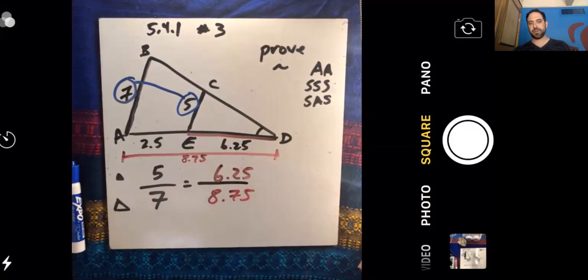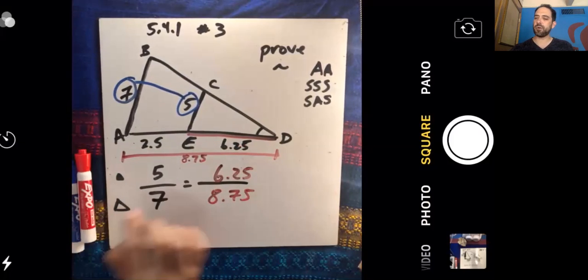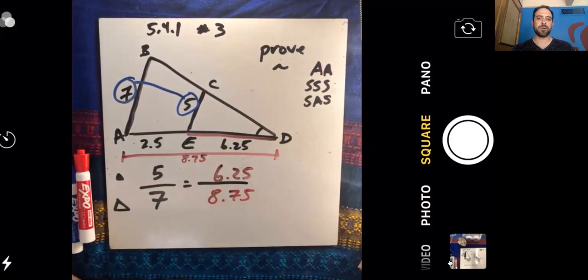Now we're going to go and do our trick. We're going to just see if these proportions are equal. If they are, then we know it's similar. And let's go ahead and use our calculator for that. And it's still here, yay.